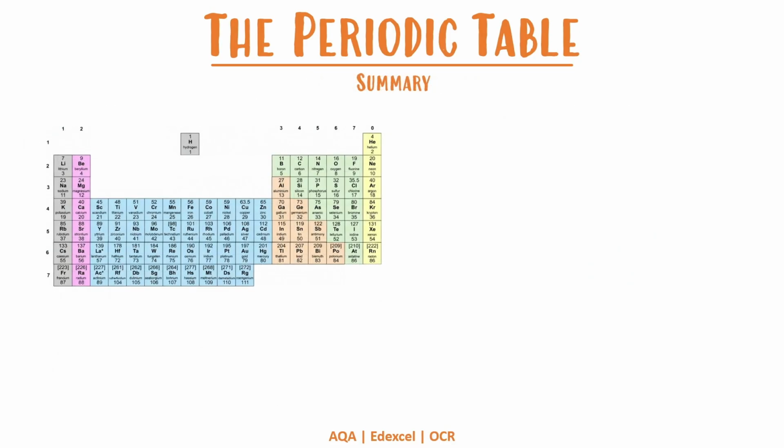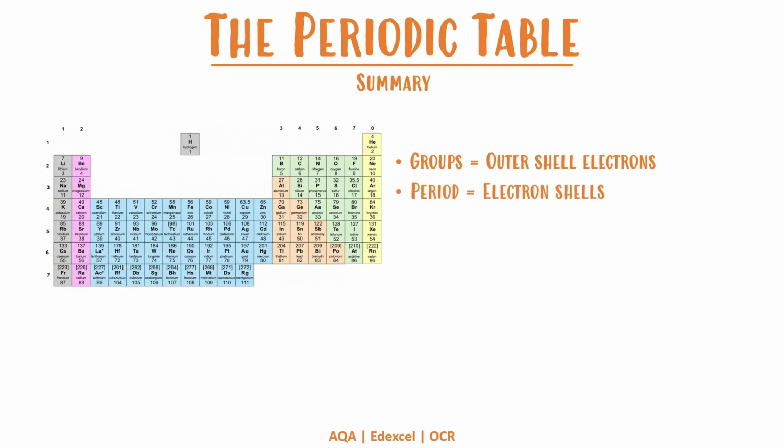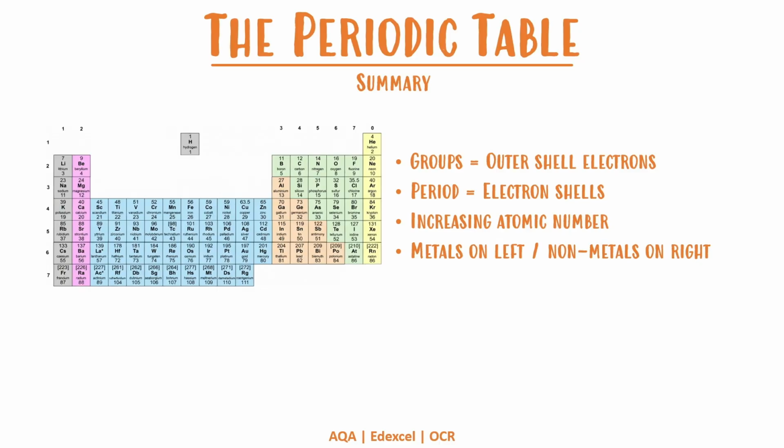Let's summarize what we've learned. Groups, our columns, also tell us the number of outer shell electrons. The periods going across tell us how many electron shells an element has. The periodic table increases by atomic number, which is indicated by the small number of each element. And lastly, the division between metals and our non-metals.